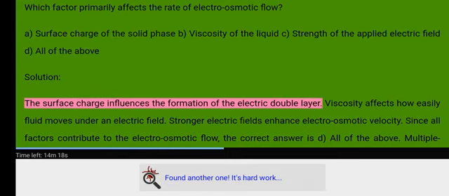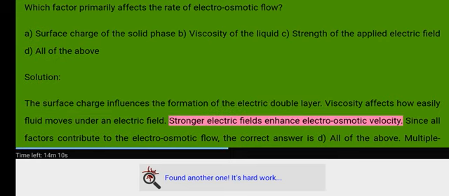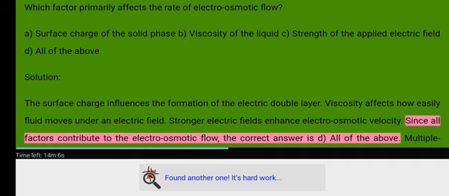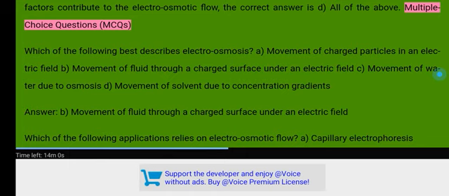Solution. The surface charge influences the formation of the electric double layer. Viscosity affects how easily fluid moves under an electric field. Stronger electric fields enhance electroosmotic velocity. Since all factors contribute to the electroosmotic flow, the correct answer is D. All of the above.